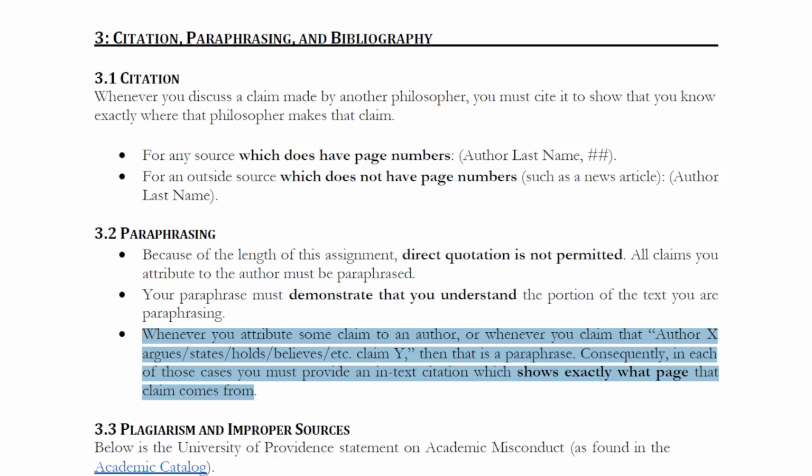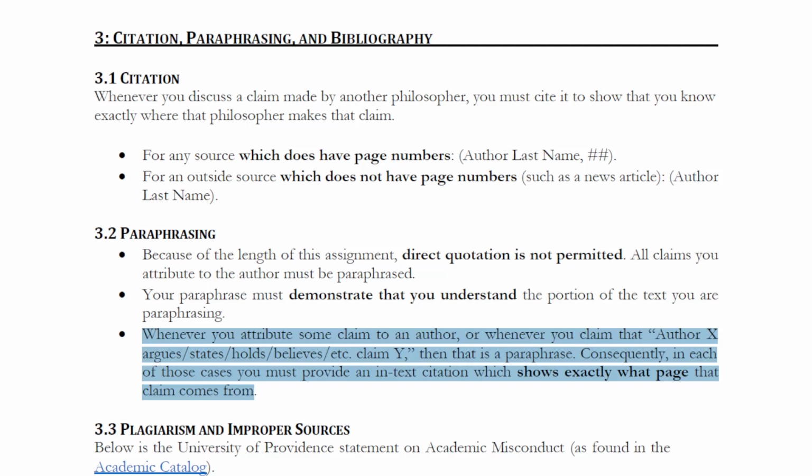An in-text citation should be used whenever you are attributing some claim to the author. Whenever you claim that the author argues, states, holds, or believes that something is true. If you make such a statement in your paper, then that is paraphrasing the author and it should be cited. The idea here is that if the author you are writing about holds some belief or makes some argument, then there must be some specific page where that belief or argument can be found.